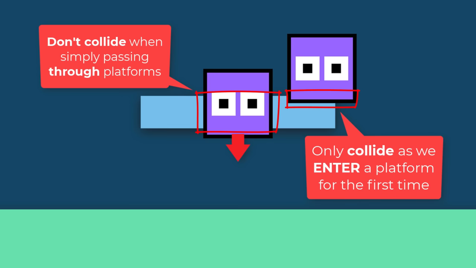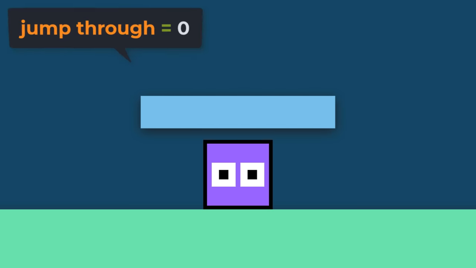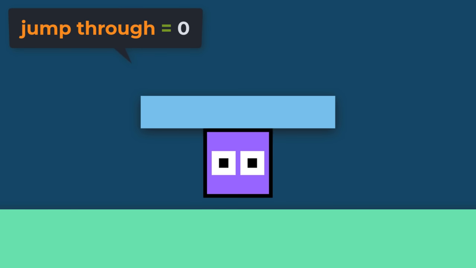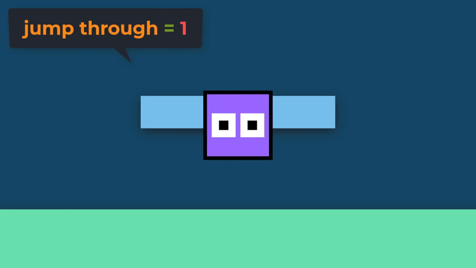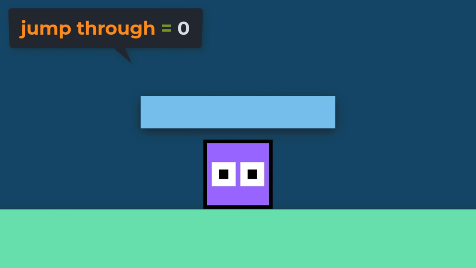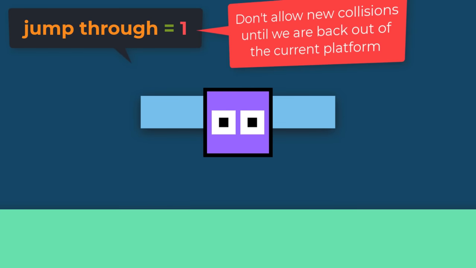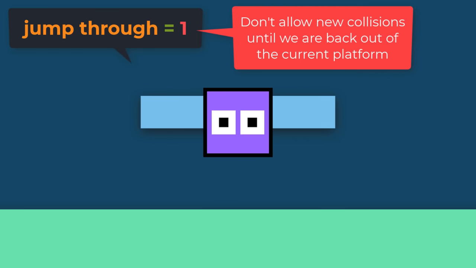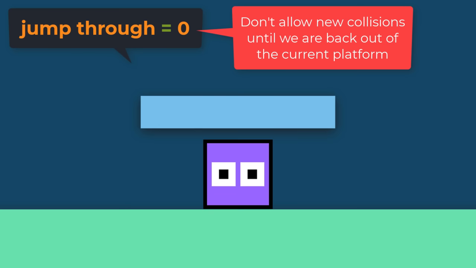Well, that's easy to solve. We just need to keep a record of when we enter a non-solid platform, and reset it again when we leave. New solid collisions are then only triggered when we are not already inside a non-solid platform. Brilliant! I think that's pretty much all there is to it. So what are we waiting for?